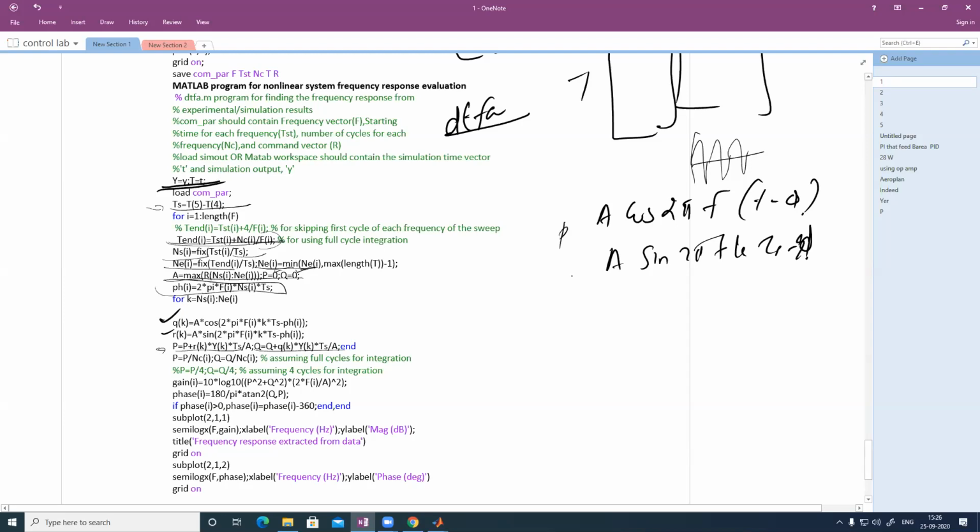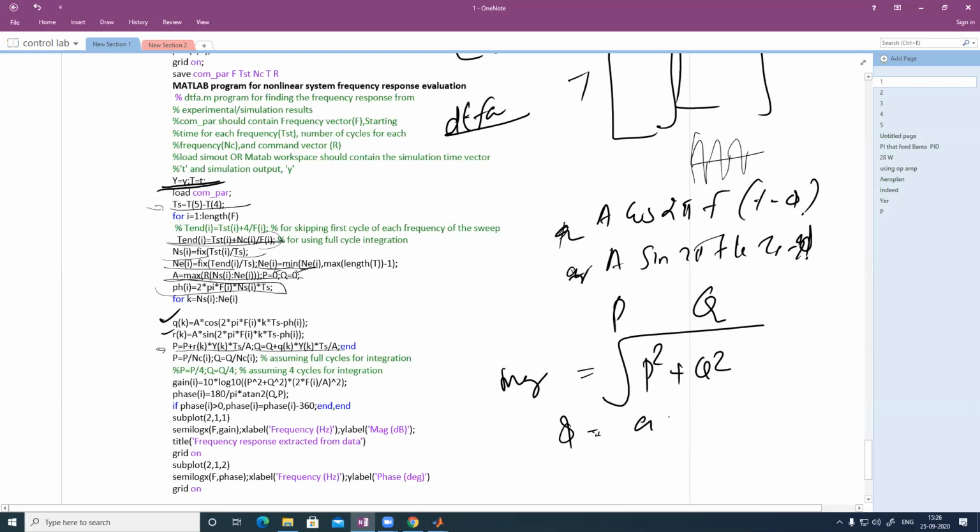I am getting the small p, small q, and r, and p and r is measuring. So the square root of p square plus q square will give you the magnitude, and the phase will be a tan 2 of q comma p.